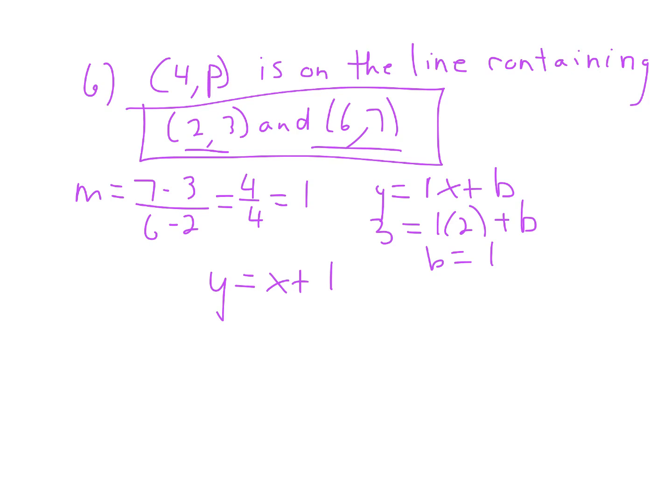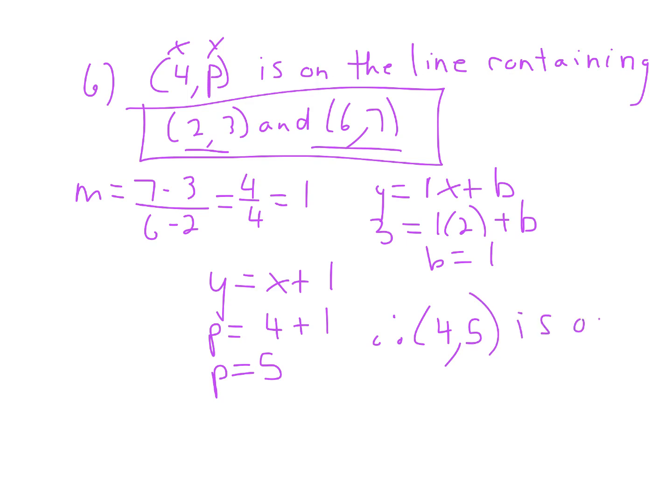And if 4p has to be on that line, then this is our x value and this is our y value. So y is p, x is 4, and then b was plus 1. And so p must be equal to 5 if it's going to be on the same line. And that's all we have to do for that one.